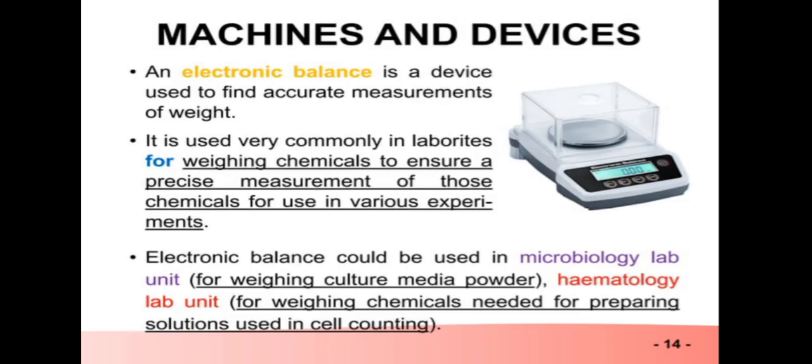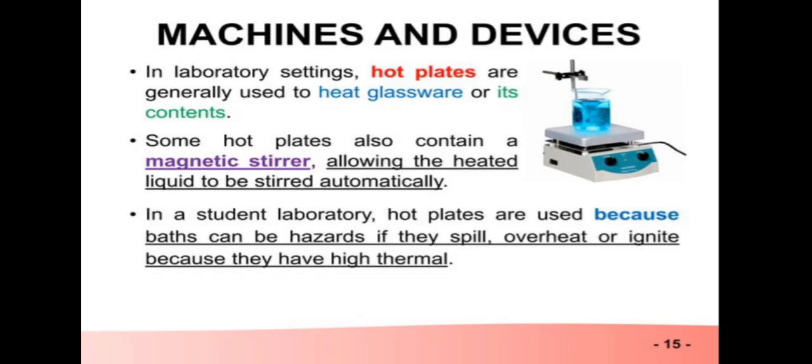Now the electronic balance. The electronic balance is a device that weighs chemicals to ensure the proper quantity, which is useful for a particular type of test. Now, hot plates. In the laboratory setting, hot plates are used to heat glassware and things which we want to stir, and they contain a magnetic stirrer and heating elements, so that will provide the proper temperature.